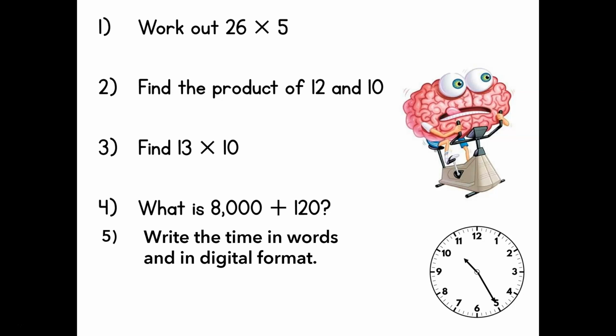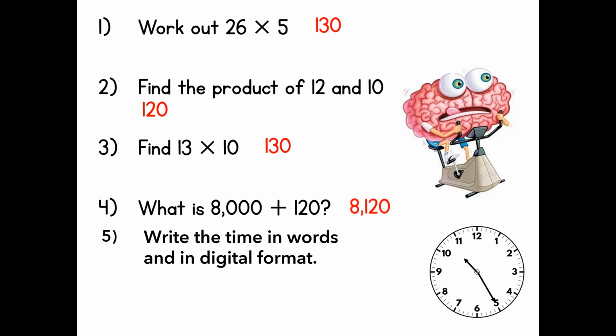Okay, question 1 to question 3 were multiplication focused. You may have used the short multiplication written method to calculate the product of 26 and 5. The total is equal to 130. Question 2 and question 3 check that you can multiply by 10. 12 multiplied by 10 is equal to 120 and 13 times 10 is equal to 130. Number 4 is a place value addition question. 8,120 gives the total 8,120.